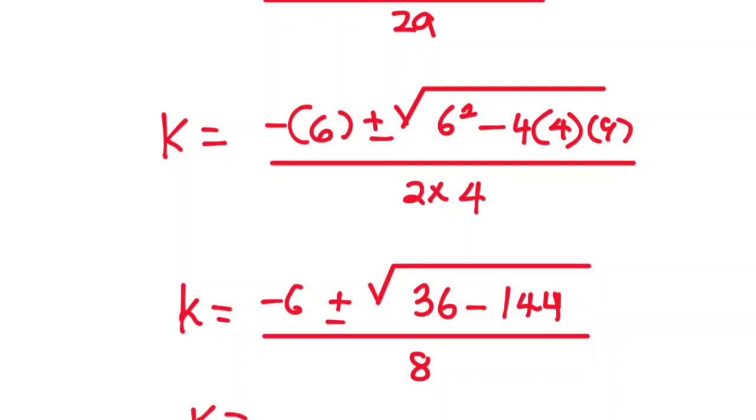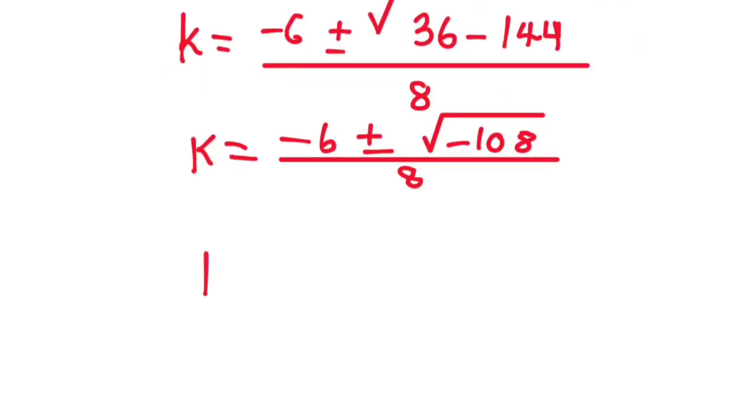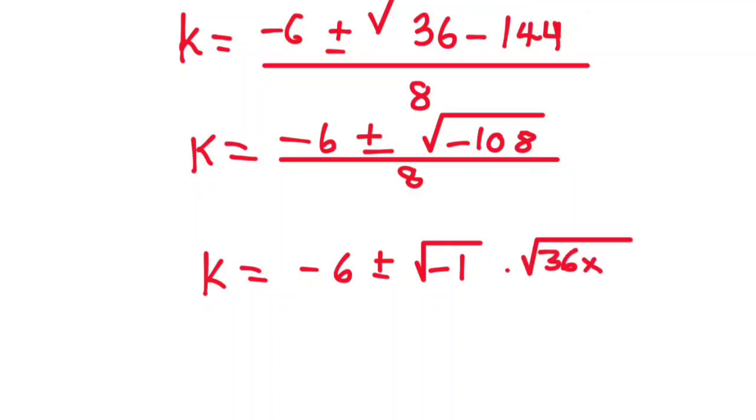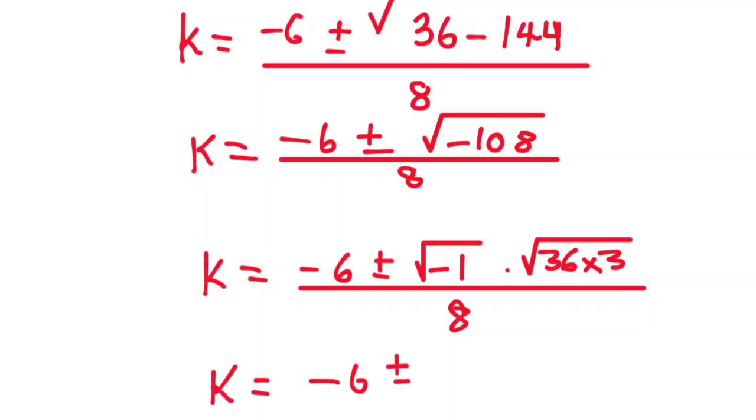So we have k equals minus 6 plus or minus. So 36 minus 144, we're going to have the square root of minus 108, all divided by 8. Okay, so we have k equals minus 6 plus or minus. We can write this as the square root of minus 1 multiplied by the square root of 36 multiplied by 3. That is, 108 will be split into 36 and 3, then divided by 8.